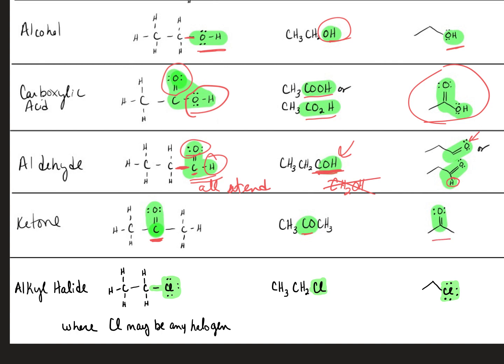Next we have alkyl halide. So I put a chlorine here, but it could be any halogen. It could be chlorine, bromine, fluorine, whatever you have there. So that would just be where one of those halogens is directly connected to that carbon, and you would put that in that structure as well. Make sure that you have your lone pairs.